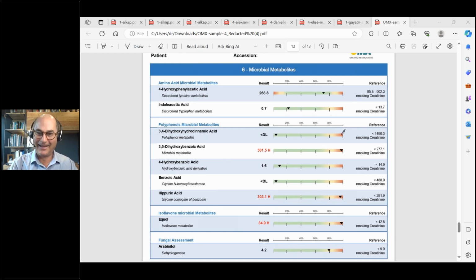If these are high, it indicates potential dysbiosis. However, if these are low, see that low, see that low, see that low, is that good?